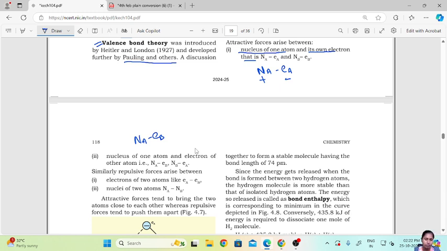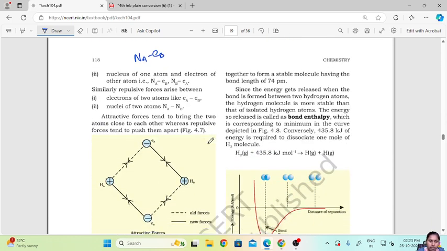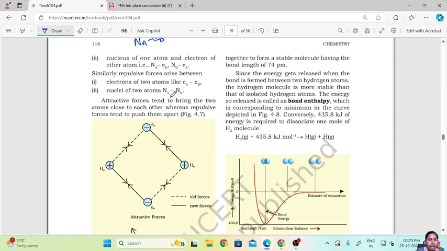Since electrons are negatively charged, being like charges, they will repel each other. Nuclei have protons with them, so they are positively charged, and being positively charged, they will repel each other. So the nuclei of both the atoms will repel each other, and the electrons of both the atoms will repel each other. Now the attractive forces tend to bring the two atoms close to each other, whereas repulsive forces tend to push them apart. Attractive forces will bring them together, whereas repulsive forces will push them apart.